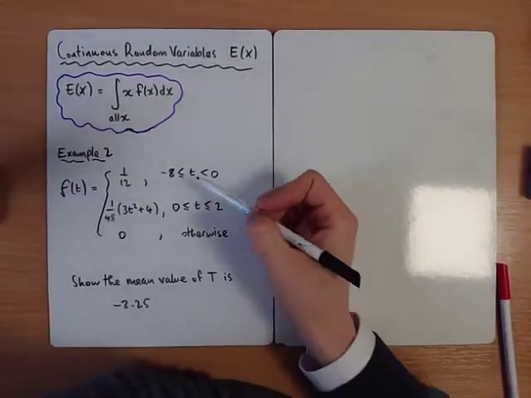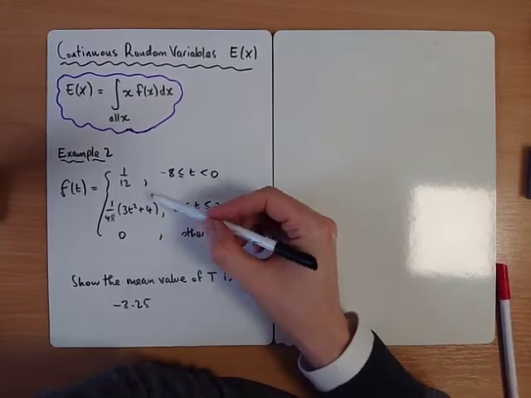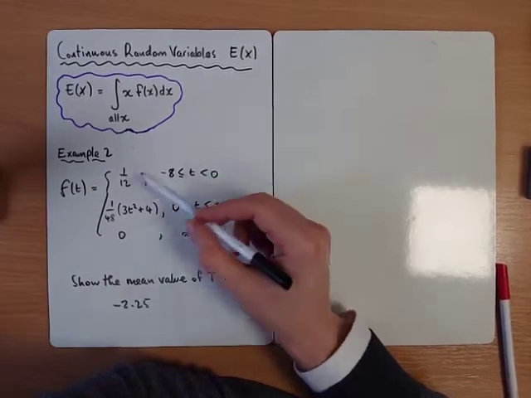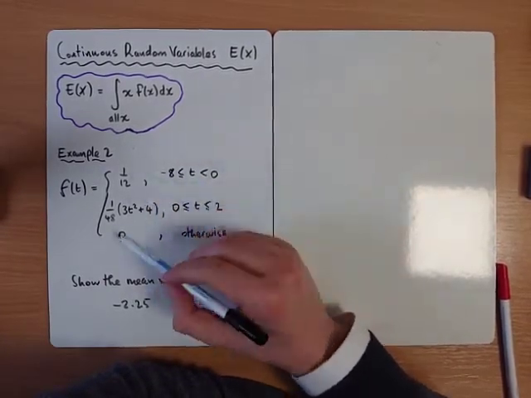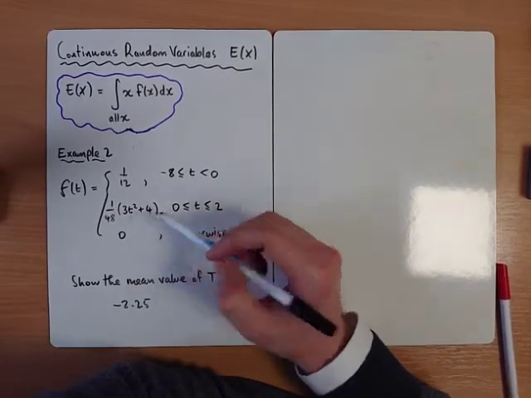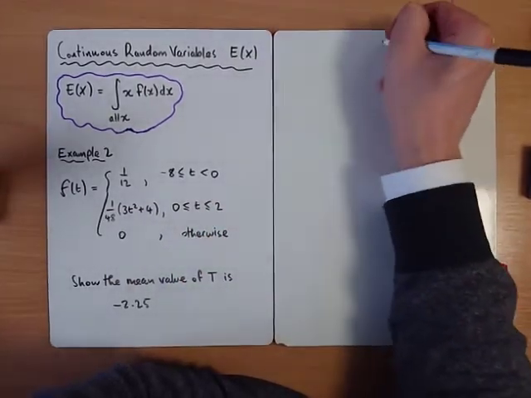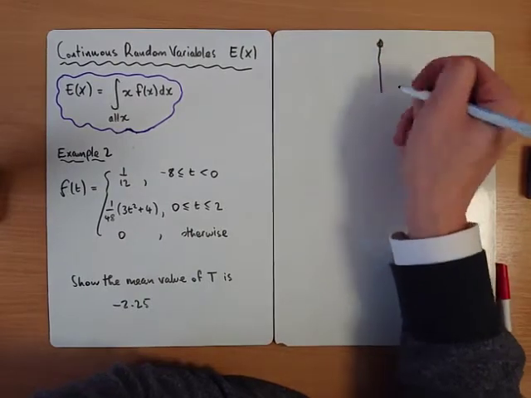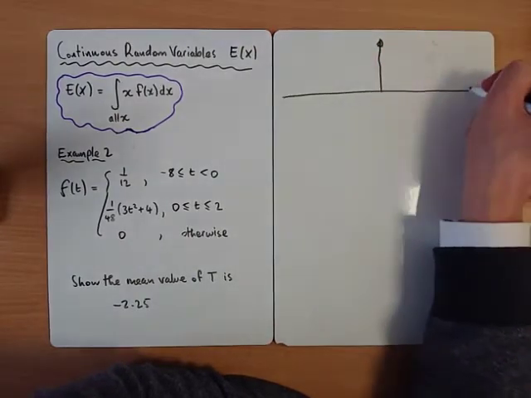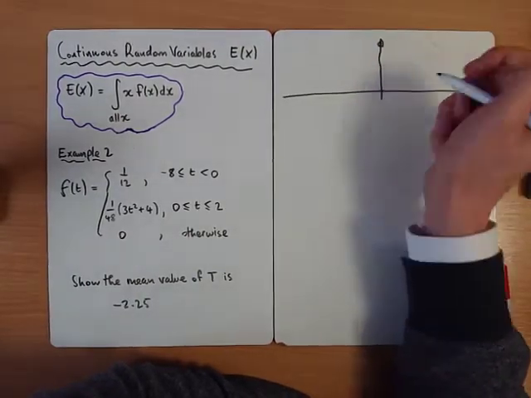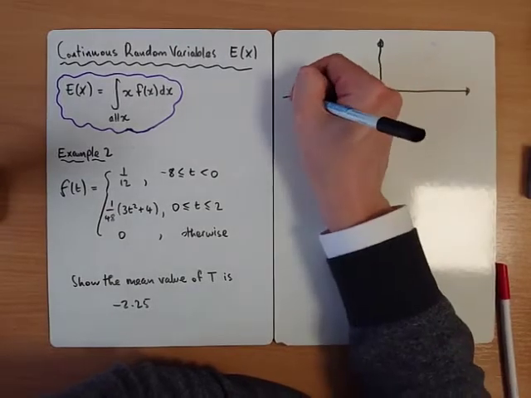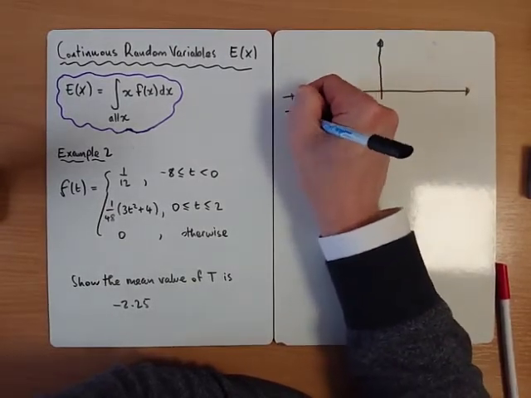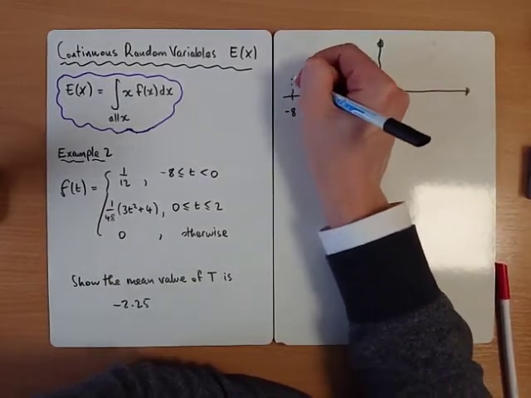Example 2, we've got the function defined in two separate parts. Between -8 and 0, it's 1/12. And then between 0 and 2, it's this quadratic. You don't need to draw this unless you're asked to. In the exam, I would always draw it, especially if probabilities are involved. But this one's just the mean. I'll show you what it looks like though, just for reference.